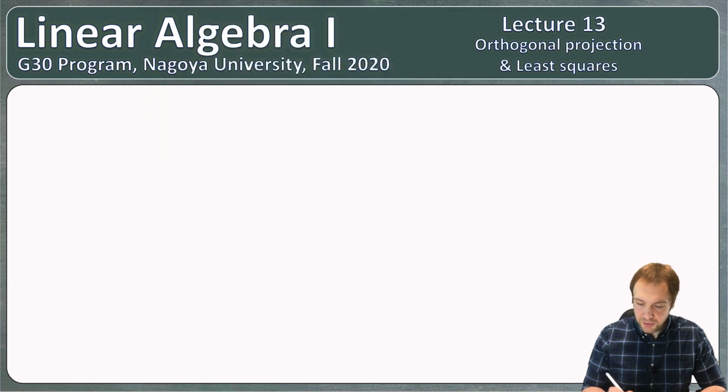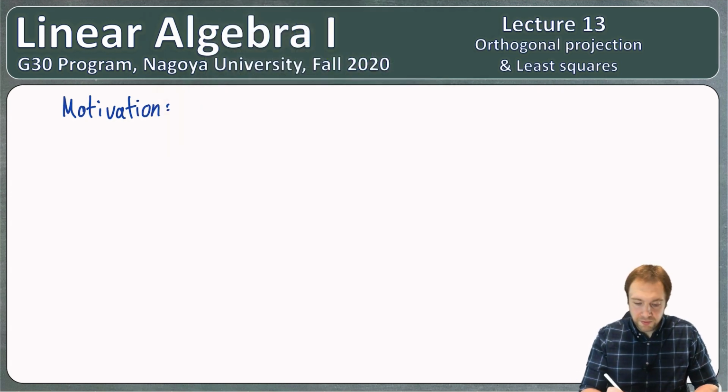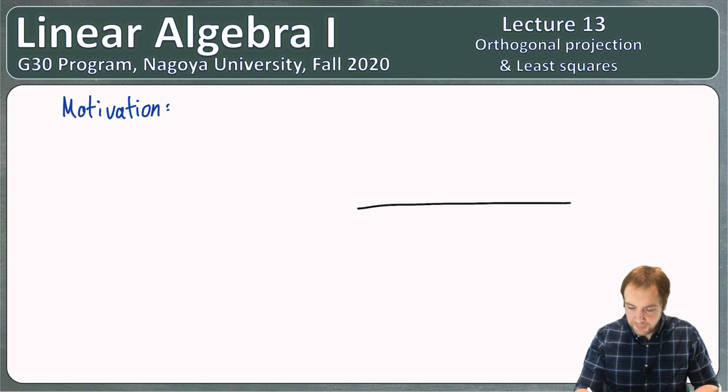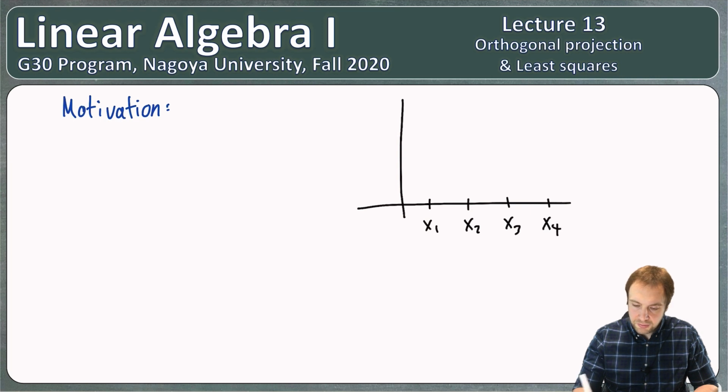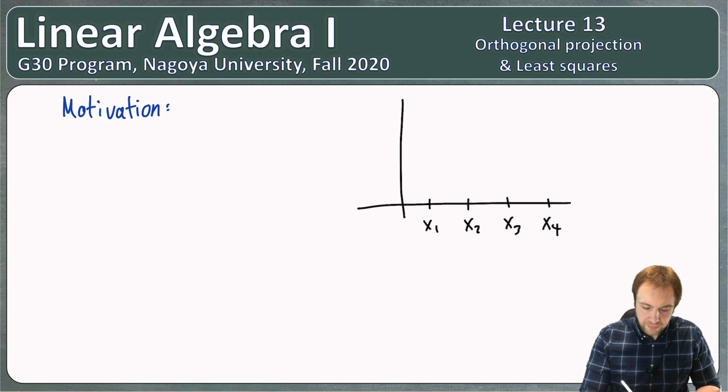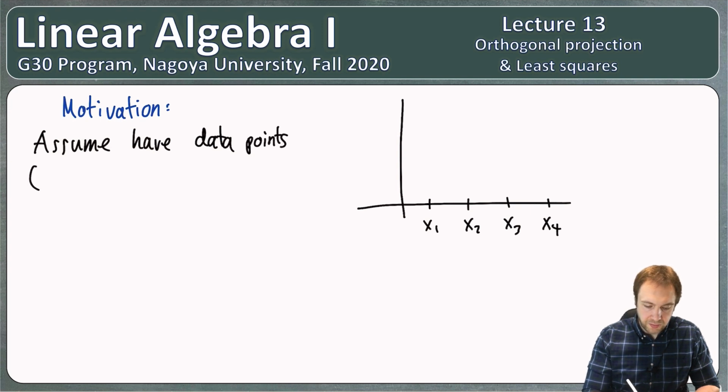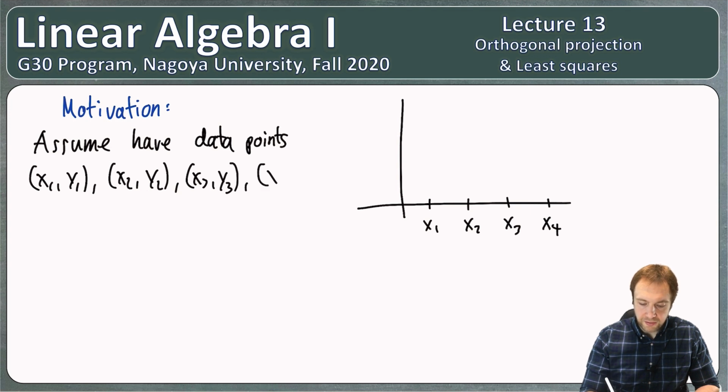And before we do this, I want to give some motivation for this, because this has a lot of application. So, for example, assume you have some measurements. Let's say you measure something at some points, x1, x2, x3, x4, and let's say for each of these values we have some data points: x1 with y1, x2, y2, x3, y3, and x4, y4.